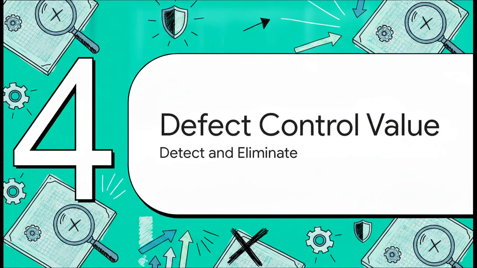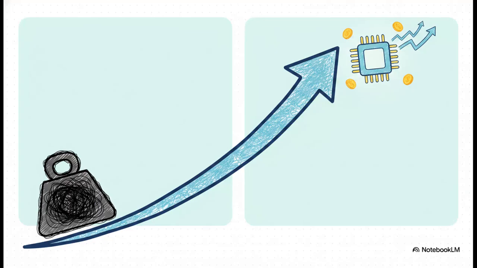But let's pivot, because there's a flip side to this. Section 4. Opportunities and defect control. You see, controlling these defects isn't just about playing defense or damage control. It's a massive value driver. When we compare the risks versus the rewards, eliminating just a tiny percentage of defects can generate millions of dollars in additional revenue per production line.